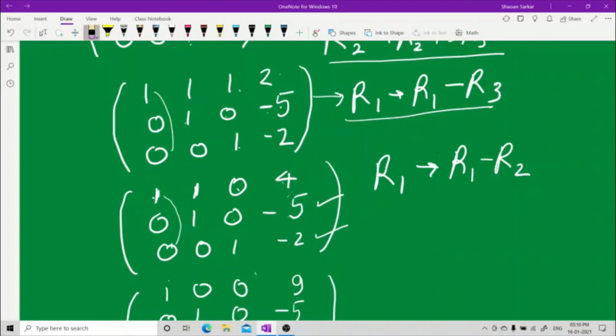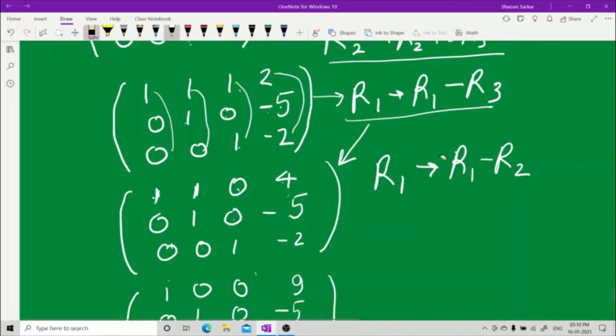Wait a minute. I made a mistake here. I'm getting this matrix from here. So 1 minus 0 is 1. 1 minus 0 is again 1. 1 minus 1 is 0. 2 minus minus 2 is plus 4. This I got.